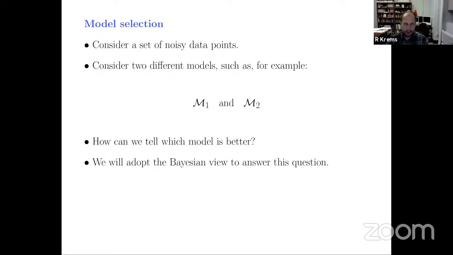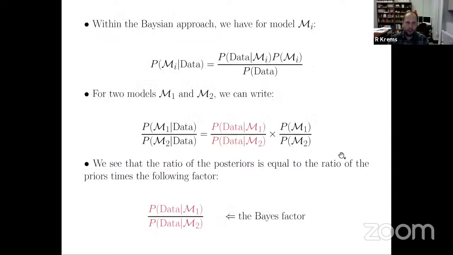Let's see how. So let's say we have a set of noisy data points and we have two different models, such as, for example, M1 and M2. So how can we tell which model is better? We're going to be using the Bayesian view to answer this question. Basically, we will be calculating the probability of a model being a good model given our data. This is the probability that we can calculate using the Bayes theorem, right?